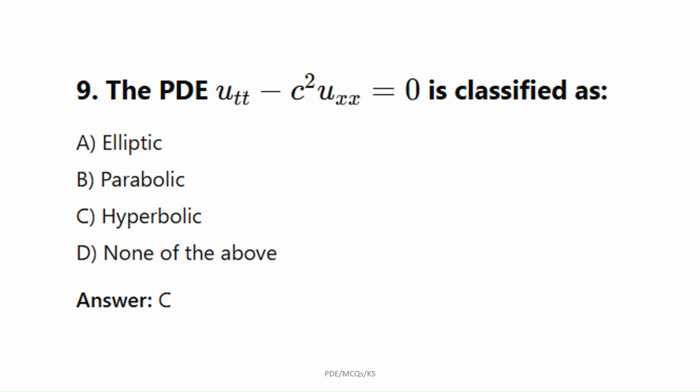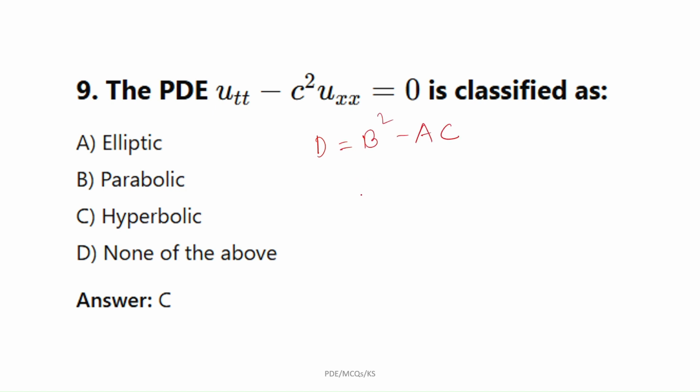Question number 9. The PDE utt minus c square uxx equals 0 is classified as option A elliptic, option B parabolic, option C hyperbolic, option D none of the above. Again, let us classify based on the discriminant. D equal b square minus ac.